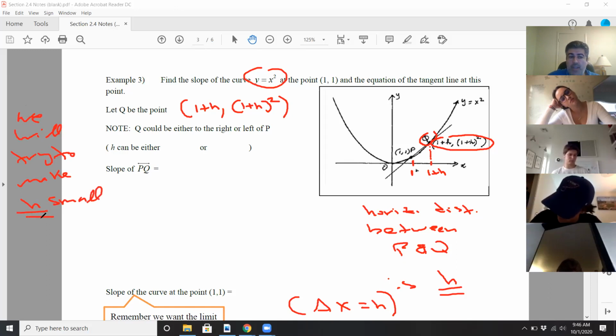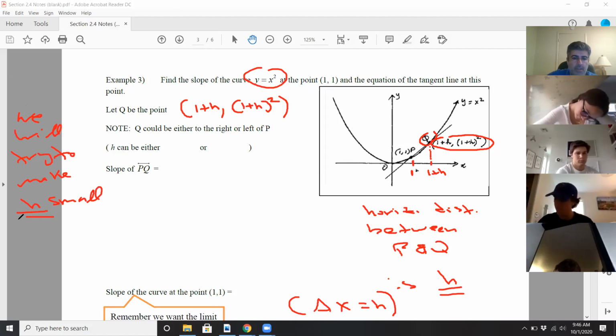We're going to try to make h small. That's what we're going to try to accomplish here. Why? So that Q approaches P.